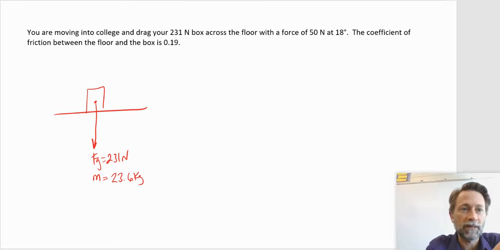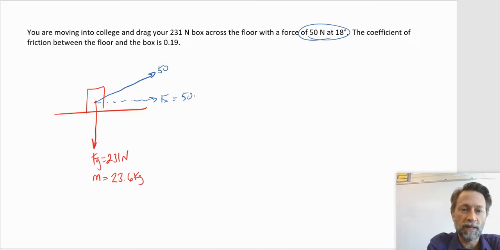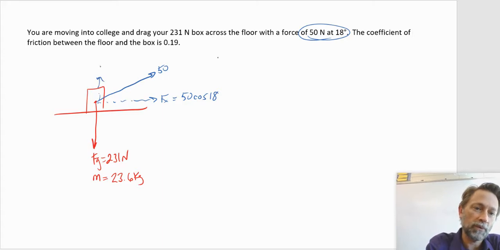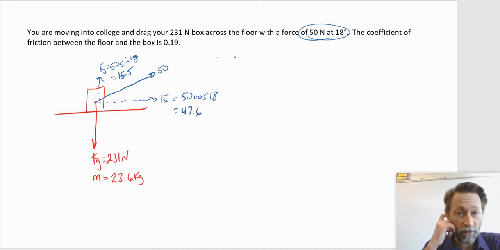So the next thing I would look at is, hey, I am pulling with this much force. So I have a force going this way that is 50 newtons, and I can break that 50 newtons up into an x component, which is going to be 50 times the cosine of the angle, 18, and a y component, which will be 50 times the sine of 18. And when we put those into our calculator, we end up getting a value for the y of 15.5 and a value for the x of 47.6.